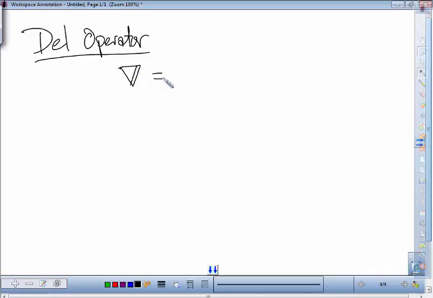And you notice it looks like something, right? It looks like the symbol that we've been using for the gradient, but it's missing something. Yeah, it's missing a function. But what I'm going to do is take off the function and look at it as if it's standing on its own, as its own definition.